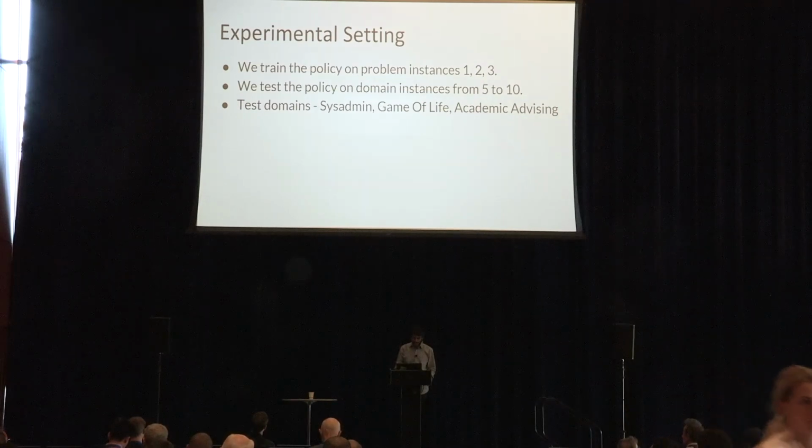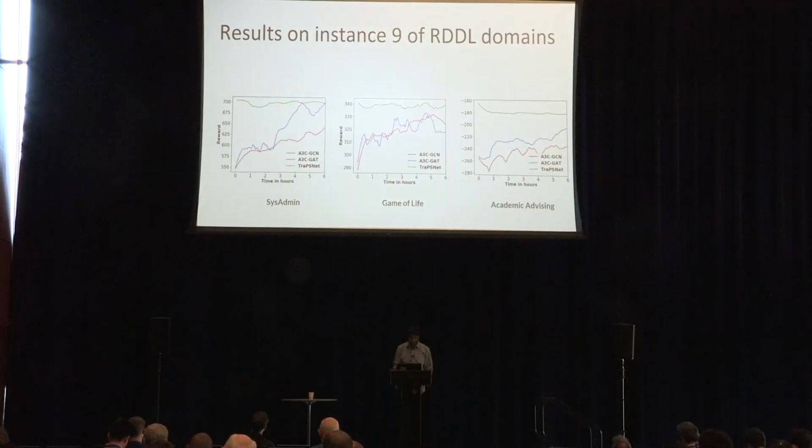And we test it on 3 domains. The results are shown on instance 9 of the RDDL. The green one is our final transfer architecture. As you can see, at time t equal to 0, it directly outperforms all other methods. It even continues to stay better till the end of time. So even after 6 hours of training, the RL methods can't reach the performance achieved by this network at the transfer time.